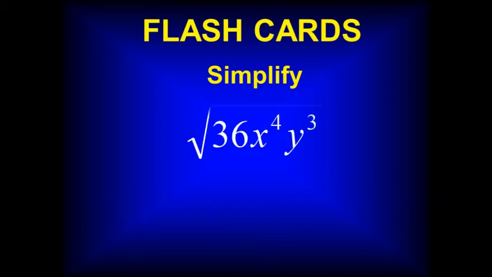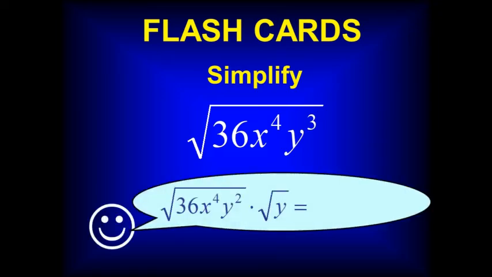Another example, the square root of 36x raised to 4, y raised to 3. Can you find perfect square factors of your radicand? For 36, what is that perfect square factor? That is 6. So 36 is already a perfect square. X raised to 4 is a perfect square factor. Y cubed, we have y squared as the perfect square factor. So you can write this expression as the square root of 36x raised to 4 y squared times the square root of y.